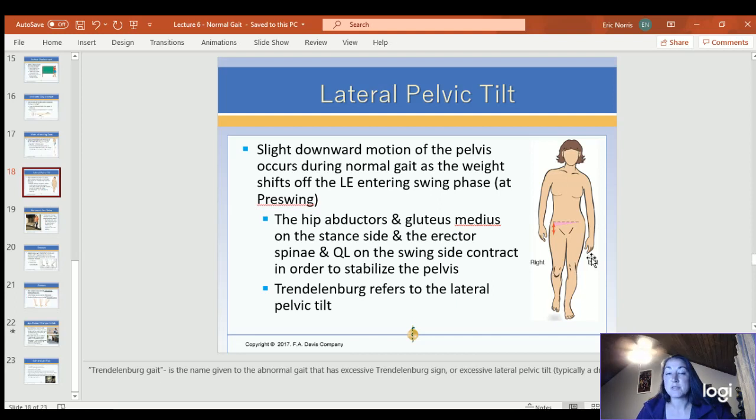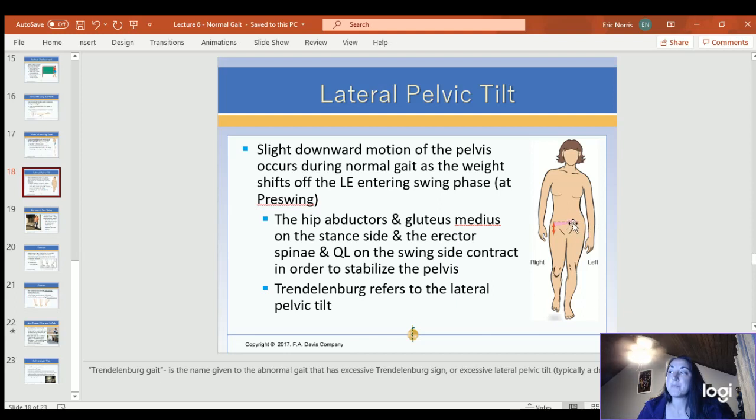Now, the muscles that counteract that drop are the abductors on the left, or on the stance limb. Of course, the gluteus medius on the stance limb, and then the erector spinae and the quadratus lumborum on the opposite limb. And if you remember, we went over that during the hip lecture earlier this semester, as well as that force couple, where the gluteus medius, I say abductors and gluteus medius, however, the gluteus medius is the primary abductor, but I just wanted to kind of shout out the gluteus medius.